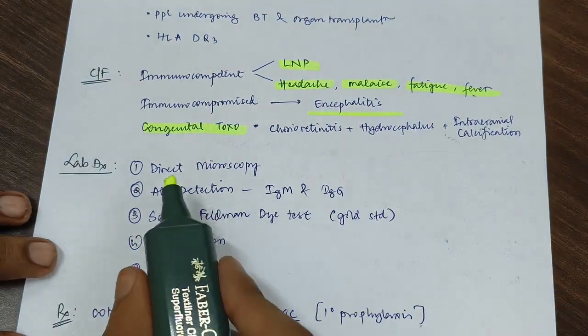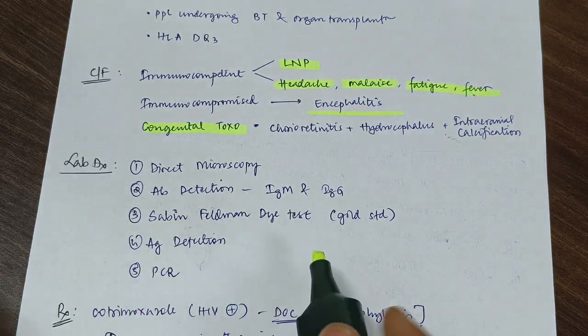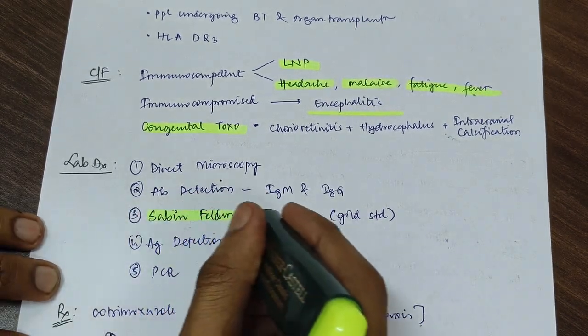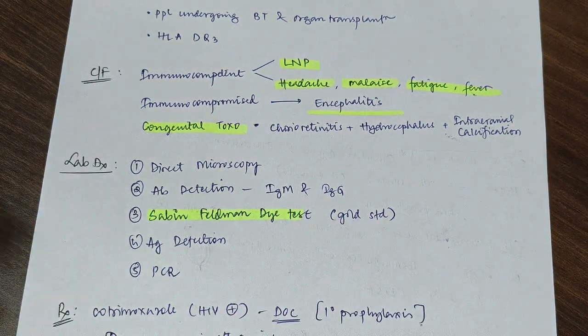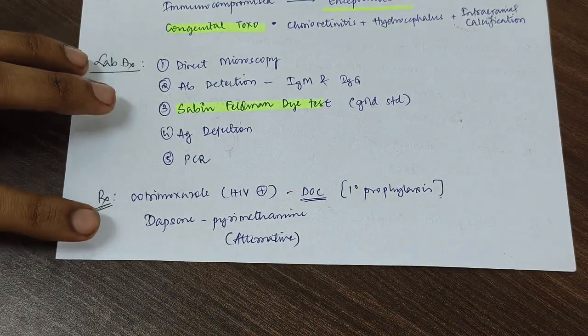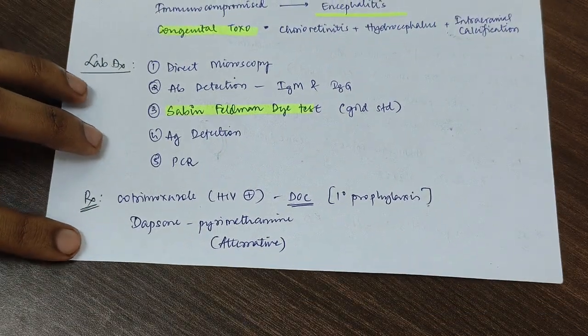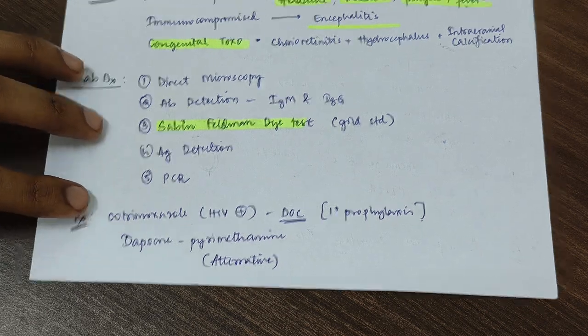Lab diagnosis is direct microscopy, antibody detection using IgM and IgG, Sabin-Feldman dye test. Sabin-Feldman dye test, so gold standard. Antigen detection and PCR. Treatment is cotrimoxazole for HIV patients. For more than 14 days is the drug of choice for primary prophylaxis. Dapsone and pyrimethamine can be given as alternatives.